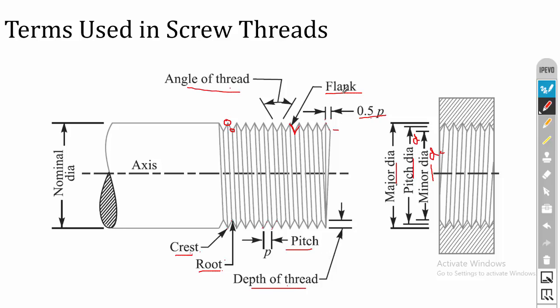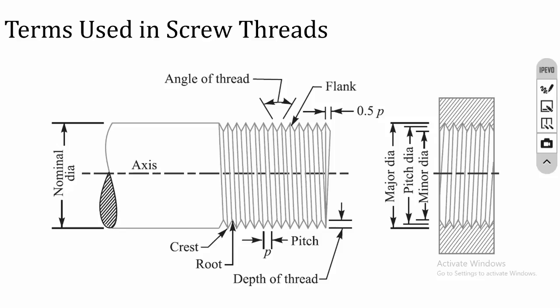The inclined profile is called as flank, and the angle between two inclined profiles is called as angle of thread. The maximum diameter is called as major diameter. The inner diameter, that is the diameter of the root, is called as minor diameter or core diameter, and it is denoted by dc. The nominal diameter, that is the average diameter, is called as pitch diameter, and it is denoted by small d.